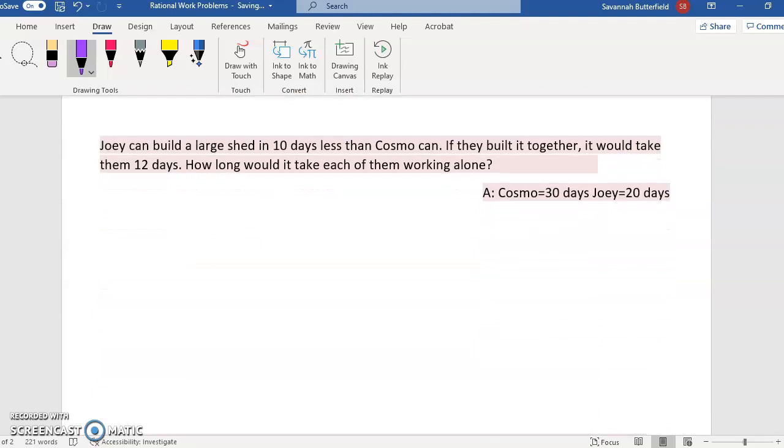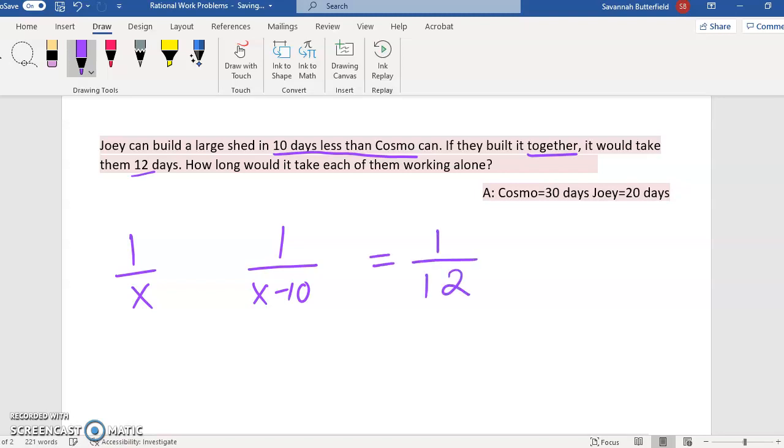Moving to the next one. It said Joey can build a large shed in 10 days less than Cosmo can. So we'll call Cosmo X. All right, so 1 over X. And we'll call Joey X minus 10 because it's 10 days less than Cosmo. So if Cosmo's X, Joey is X minus 10. It says if they built it together, it would take them 12 days. So this equals our total time of 12. And since it's together, we're going to add. And we're trying to figure out how long it would take each of them to do it working alone.